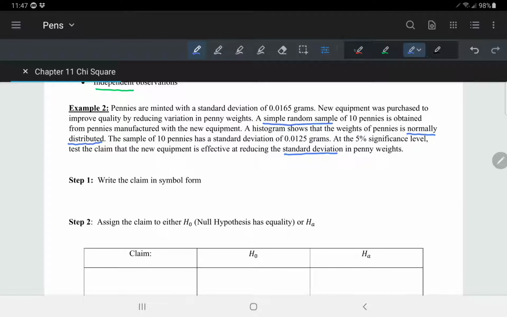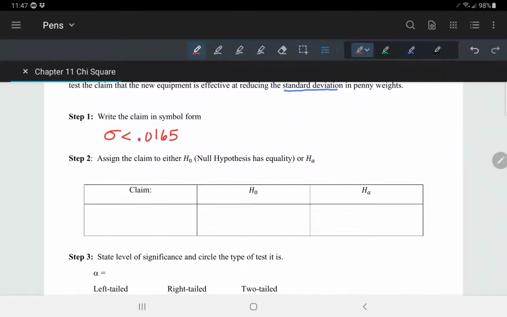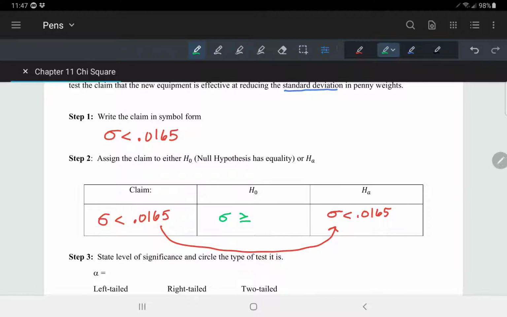So what is the claim here? Well, the claim is that the new equipment is going to reduce the standard deviation. So the new standard deviation for the population will be less than what we have originally, which is 0.0165 grams. Since we're looking at reducing, it is strictly less than. This will be our claim: sigma is less than 0.0165. Since it does not contain equality, this becomes the alternative hypothesis, that the standard deviation is less than 0.0165, which means the null hypothesis will contain the opposing view and equality, that sigma is greater than or equal to 0.0165.